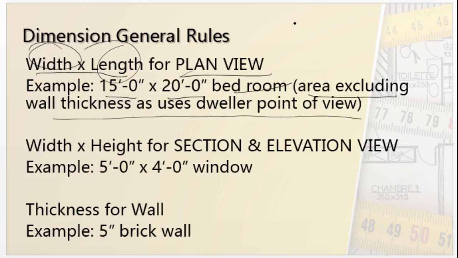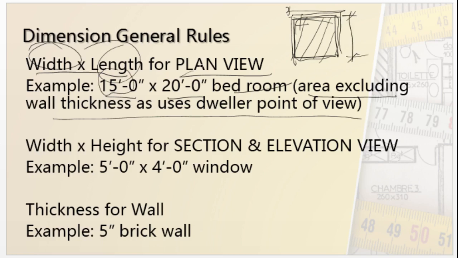of view. That is, when a client sees this bedroom is 15 feet into 20 feet, that obviously means the available space, not including the thickness of wall or column or beam. The available space, the free space, will be called by this dimension, 15 feet by 20 feet. The first portion denotes the 15 feet, meaning width, and this one is the length. Again, we use width into height for section and elevation view.